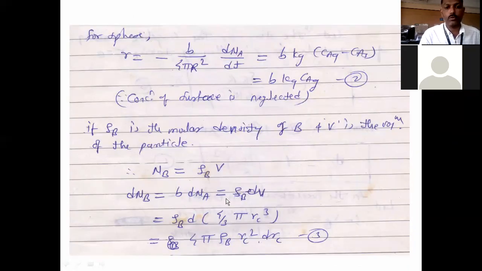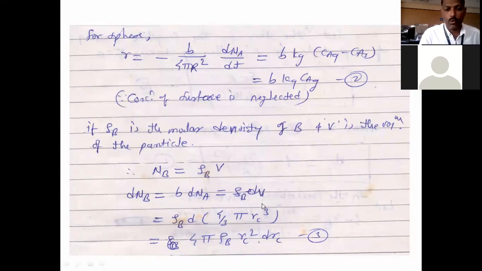So dN_B is equal to ρ_B dV, because ρ_B is constant and dV is the change in volume of the particle. When time passes, the surface goes on reacting with the fluid, so the particle size will shrink. Originally the exterior surface will be the same, but the unreacted core will go on decreasing in size, so the radius will go on decreasing.